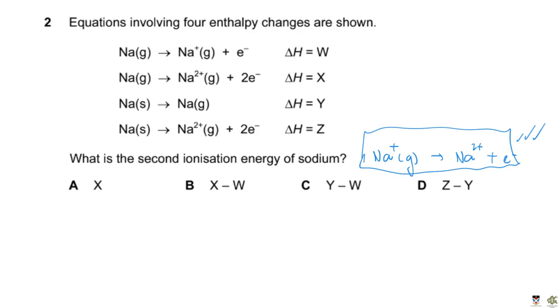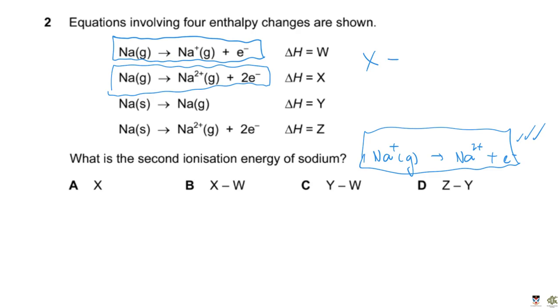We only want the energy needed to remove not the first electron, but the second one. So this is the energy needed to remove both of the two outermost electrons. The first one is the energy needed to remove only the outermost electron. So X is the energy needed to remove the first electron and the second electron. If we take X minus the energy needed to remove the first electron, we will end up with the energy value needed to remove the second electron only. So X minus W is the correct answer. That is B.